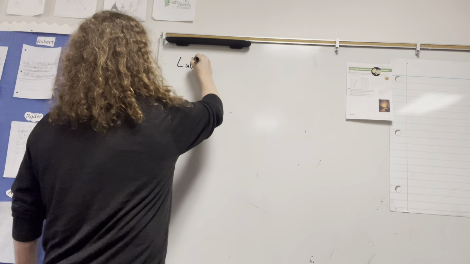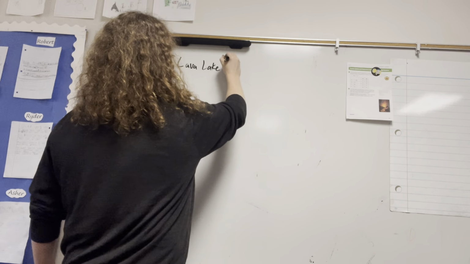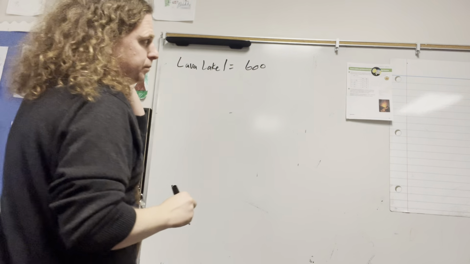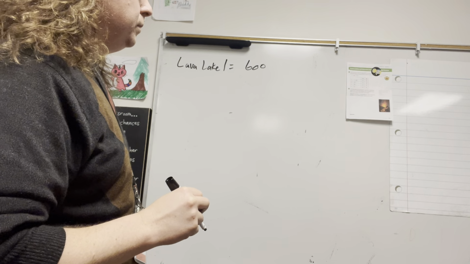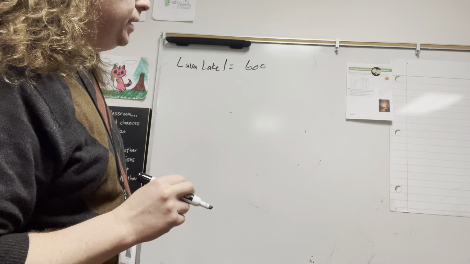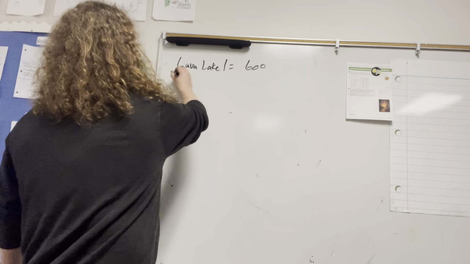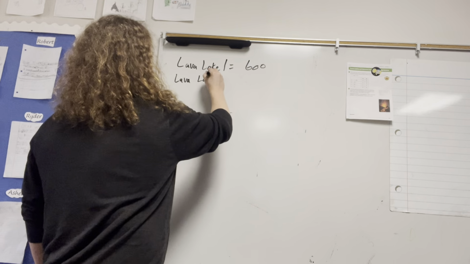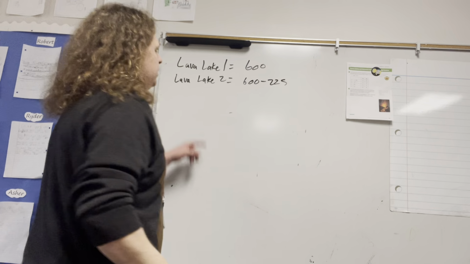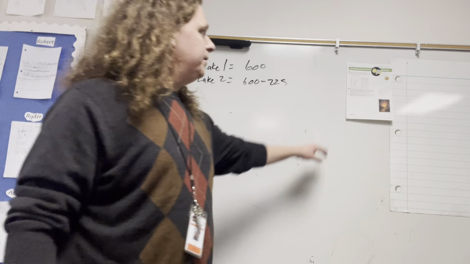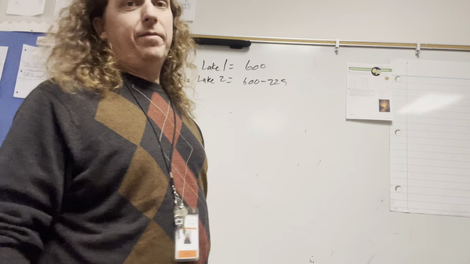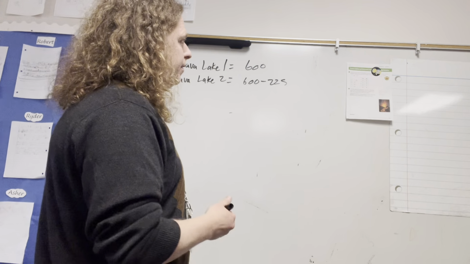So lava lake 1 equals 600 feet deep. That is 225 feet deeper than another lava lake. Okay, so lava lake 2 is 600 minus 225, because lava lake 1 is 225 feet deeper than the other lava lake. So whatever this lava lake is, it is 225 feet less than the first lava lake.